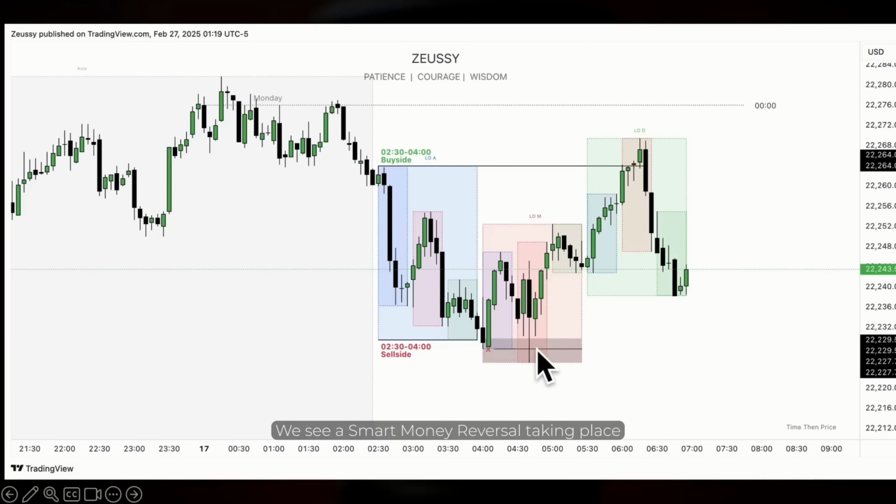We see a smart money reversal taking place, and then we see the market begin to draw towards the buy side liquidity pool of the previous 90-minute cycle high, this buy side liquidity pool. Notice that the third 90-minute cycle delivers this objective, and we then see the market eventually form the high to draw lower.